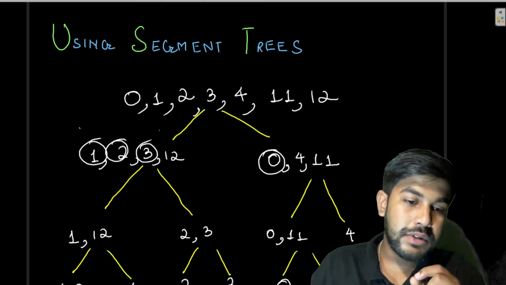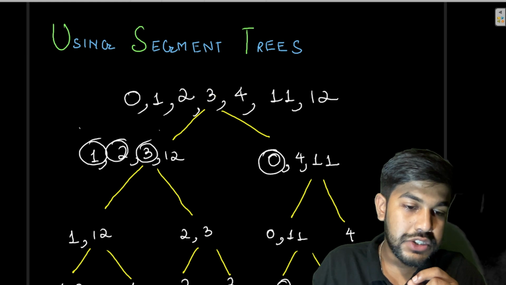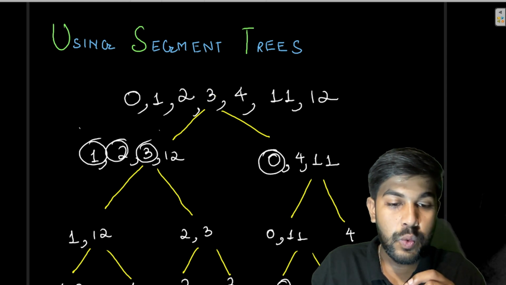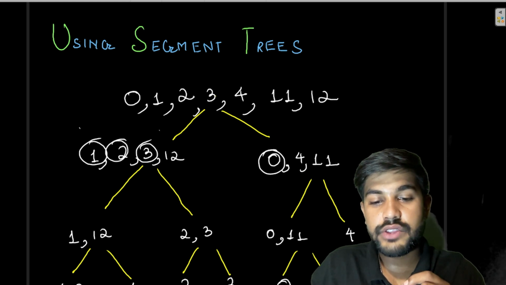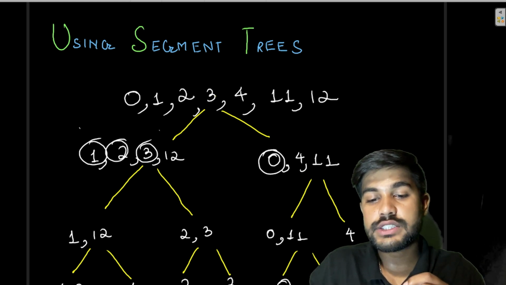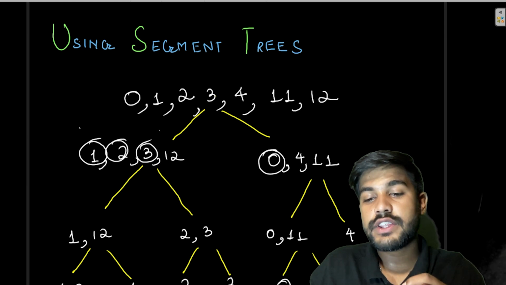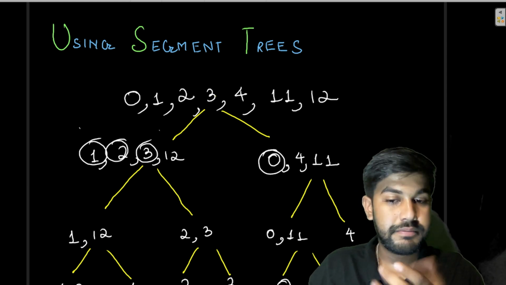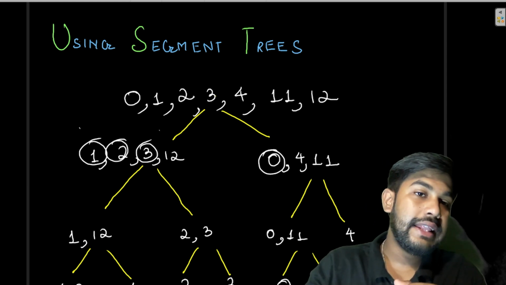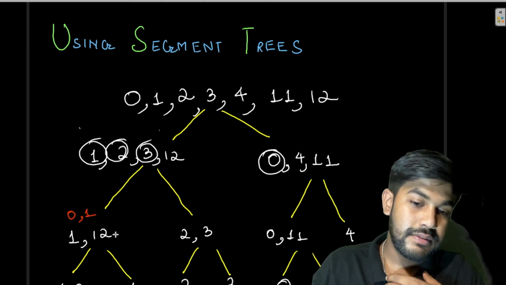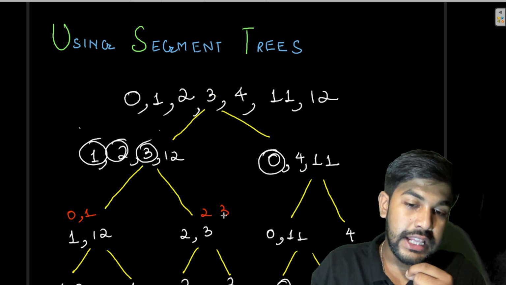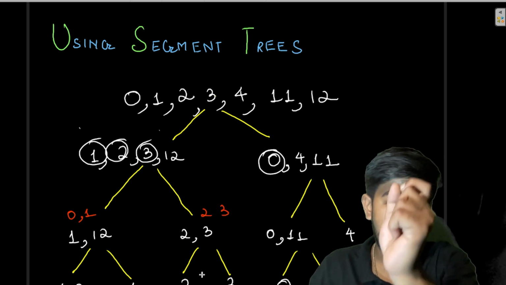Suppose this is for the index 0, this is for the index 1, this is for the index 2, this is for the index 3, this is for the index 4, this is for the index 5, this is for the index 6. Now this one would be for 0 till 1. This one would be for 0 till 3. Why? Because they both would merge.